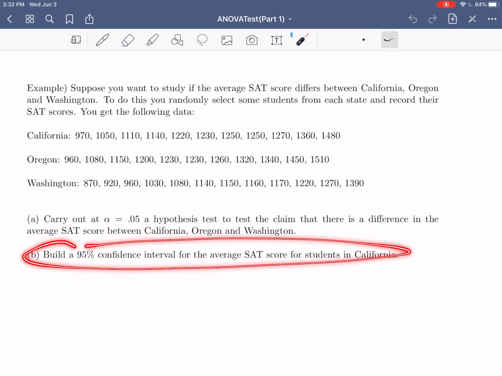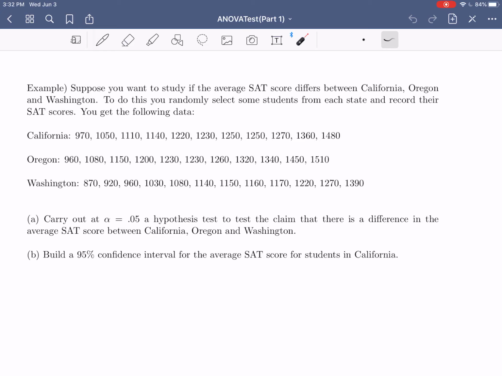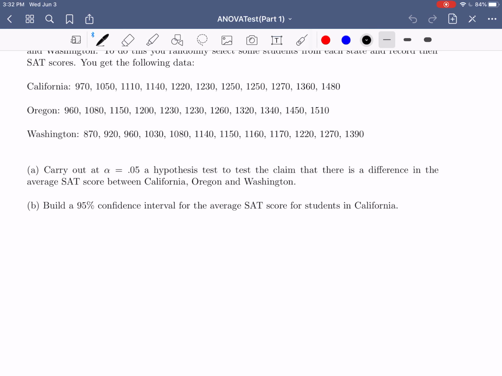Then, as a follow-up in part B, we're going to build a 95% confidence interval for the average SAT score just for students in California. So let's start with A here and talk about what type of hypothesis test this is going to be.